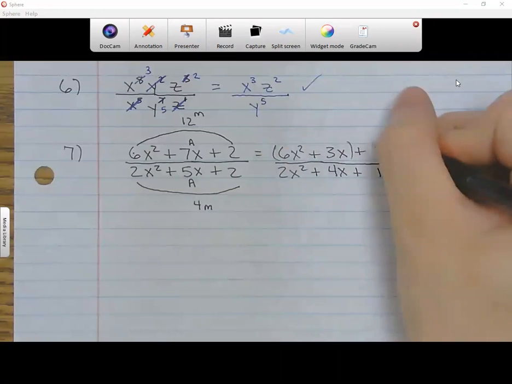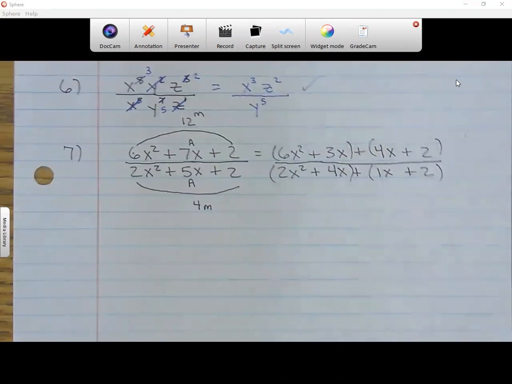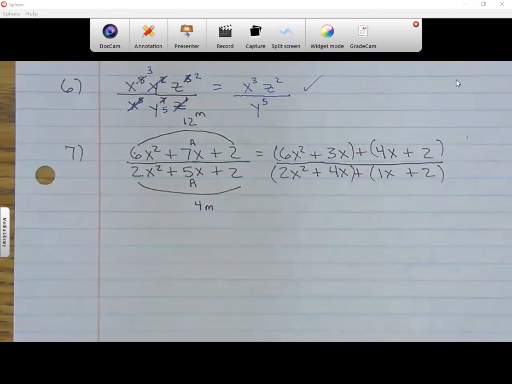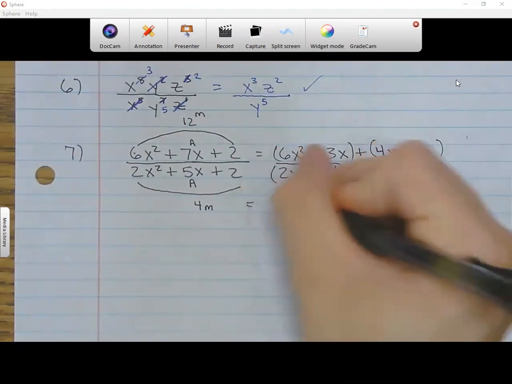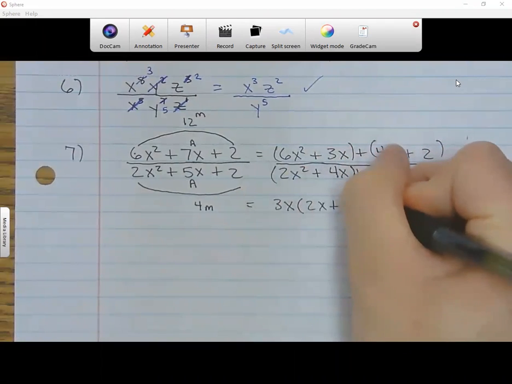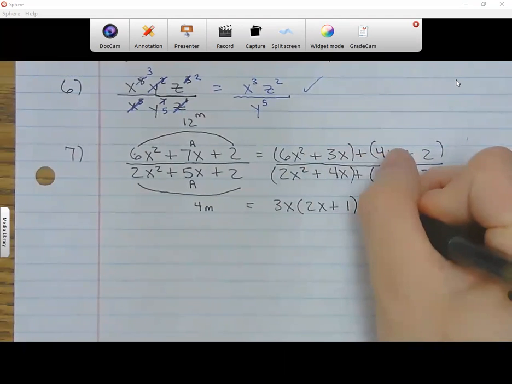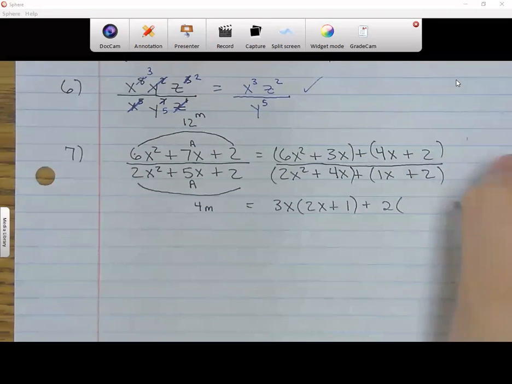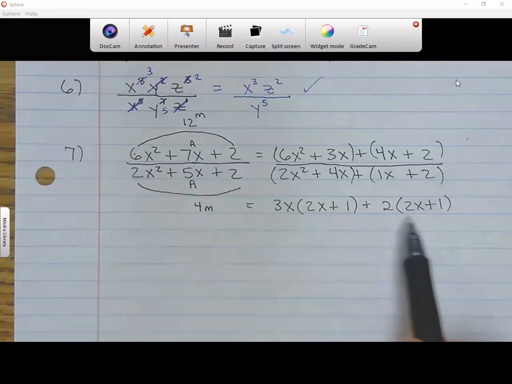So it's basically going to look like this. I'm going to have 2 groups. Now, what's the GCF in the first pair? So let's take a look at that. Right here, I can divide both of those by 3, and I can take out an x. And I'm left with 2x plus 1. How about over here? I can take out a 2, right? And I'm left with 2x plus 1. That's good. The inside parts match up.